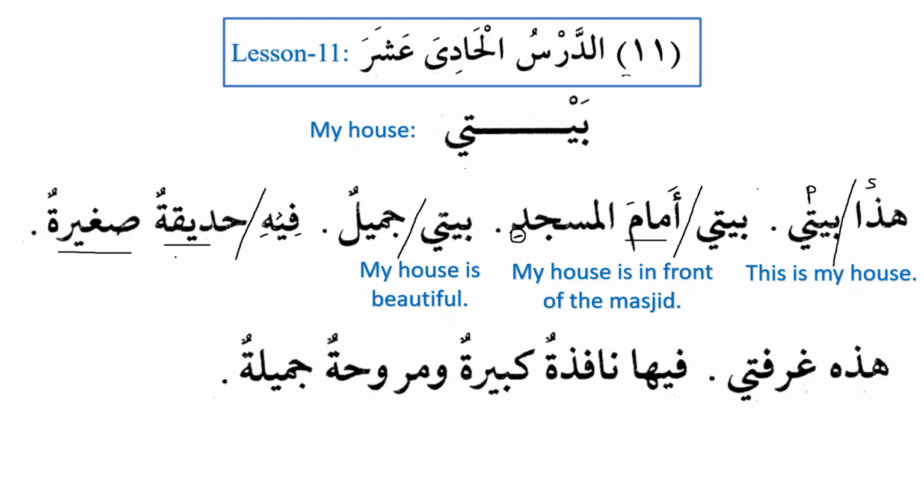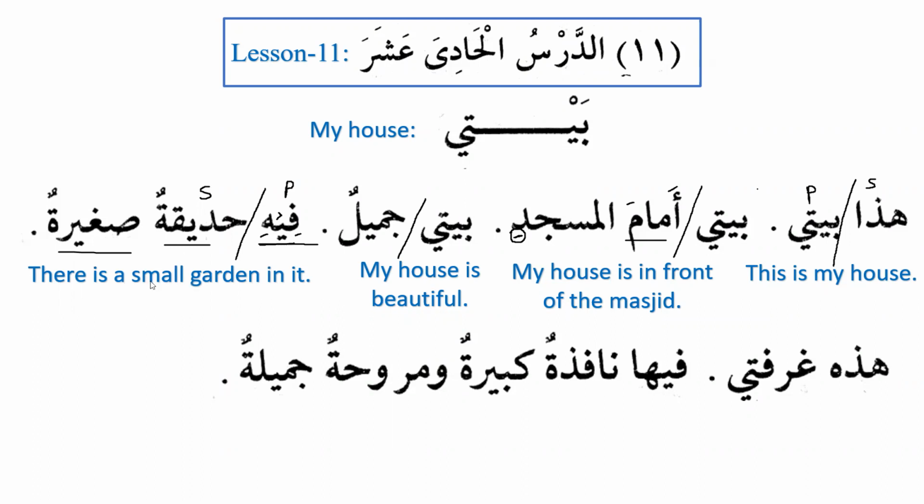That's number 1. And number 2, we have discussed that whenever we have jar majroor in the beginning of the sentence, jar majroor cannot be the subject. It is always the predicate. And generally after jar majroor, the subject is an indefinite noun. So we can see that hadiqatun is an indefinite noun. These are the small details that we need to remember. And the translation is, there is a small garden in it. Fihi hadiqatun saghiratun. There is a small garden in it.